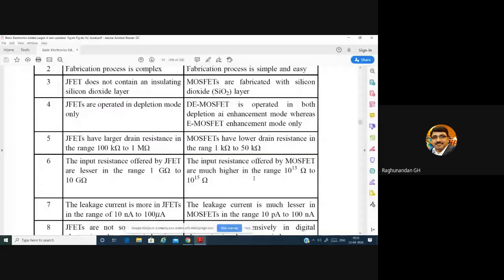JFETs have larger drain resistance in the range of 100 kilo ohm to 1 mega ohm, but MOSFET has lower drain resistance in the range of 1 kilo ohm to 50 kilo ohm.